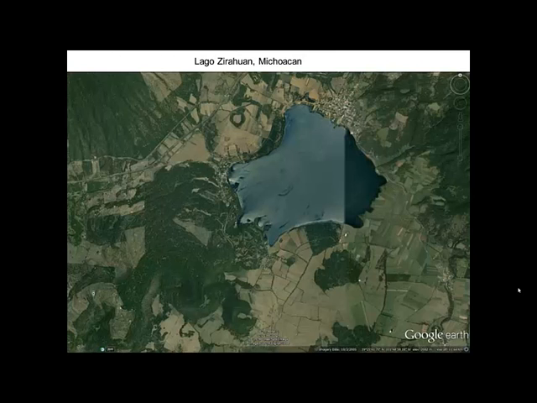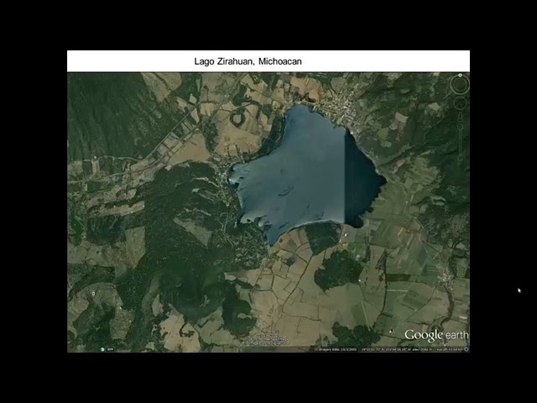This is an image from Google Earth. This is an example of how volcanism changes the hydrological connectivity, the connectivity of the river channels. This is Lake Zirahuén in Michoacán province. So the water is flowing this way into the lake. So it used to flow down here.